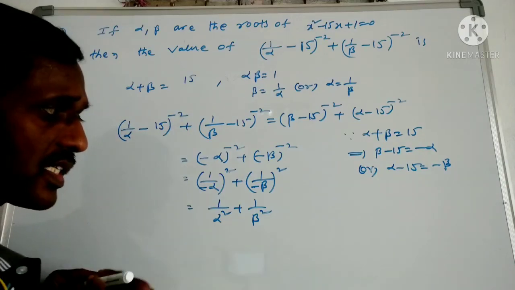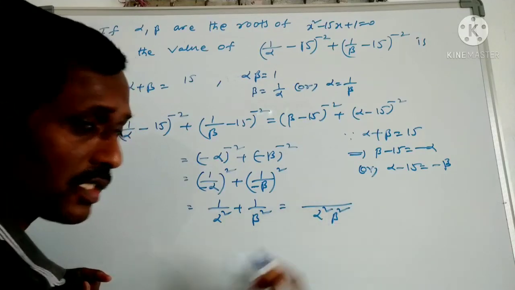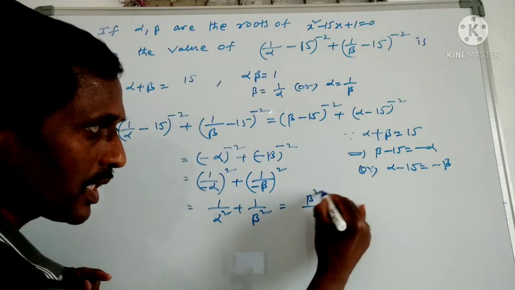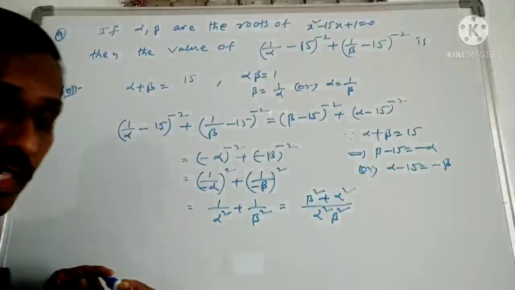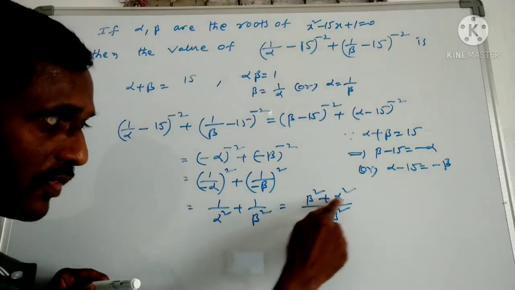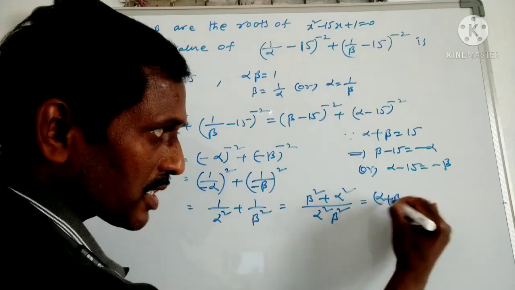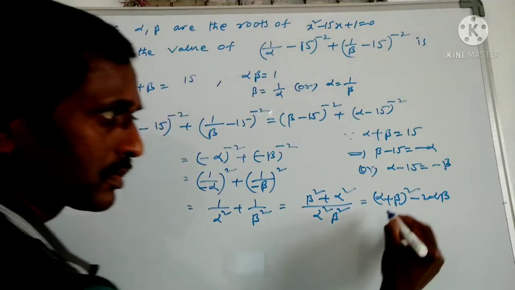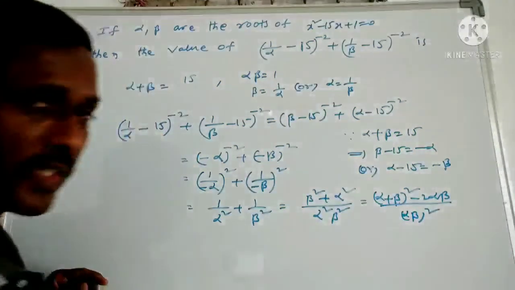Then after simplifying this, again take the LCM. Alpha square beta square is the LCM. After taking LCM, beta square you will get, then plus alpha square you will get. Again write the sum of the squares in terms of the sum and product. What we can write is alpha plus beta whole square minus 2 alpha beta, divided by alpha beta to the power 2.